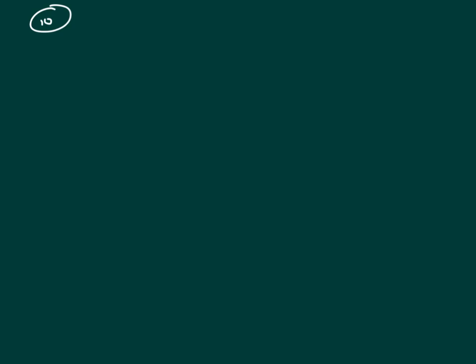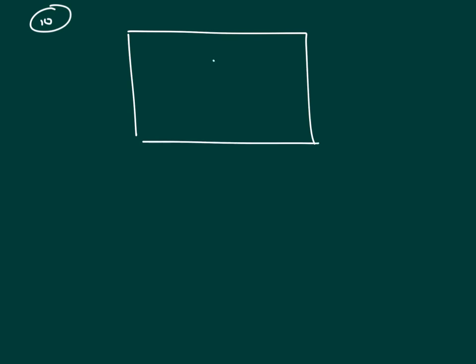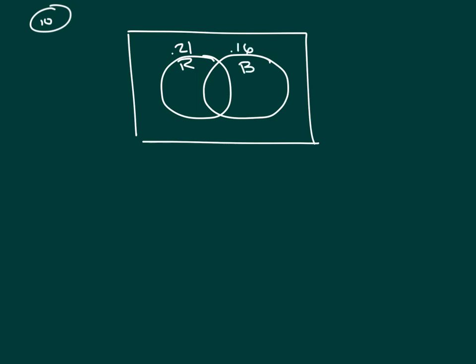Okay, and finally number 10. When an avocado is selected at random from those delivered to a food store, the probability that it is ripe is 0.21. So let's just draw a Venn diagram here. And it says the probability it is ripe is 0.21. And the probability that it is bruised is 0.16. And the probability that it is ripe and bruised is 0.0336. So that's going to go in the overlapping circle here.